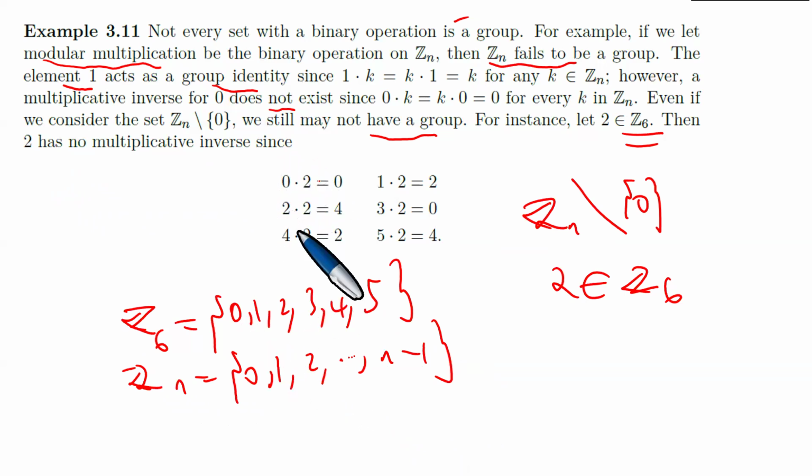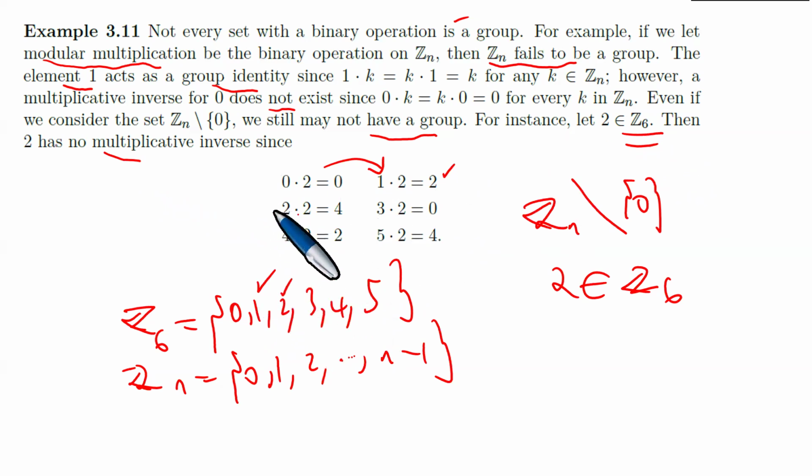But let's check. We want to check the multiplicative inverse of 2. So we multiply 0 times 2, we get 0. The author of the book went across like this. So 0 times 2 is 0. Then 1 times 2 is 2. We want to check if 2 has a multiplicative inverse, so that the product must produce 1 in Z6.